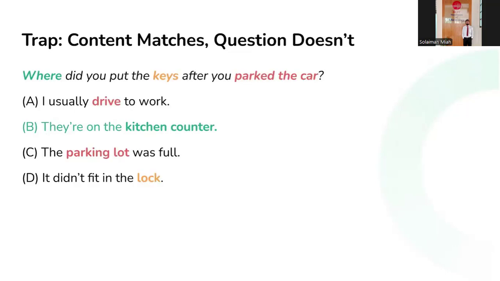In this example, a few answer choices mention ideas related to cars, keys, and parking, so they may sound connected to the question. But only one answer actually gives a location. This is a common trap. The content feels related, but it doesn't answer the question word, where.